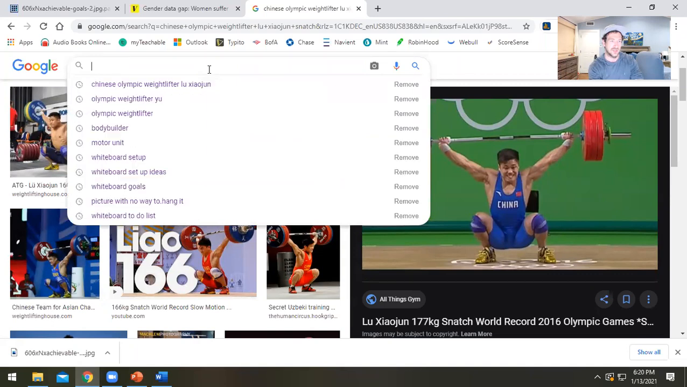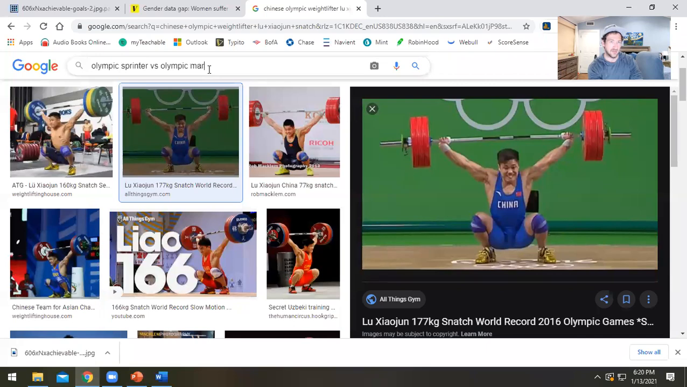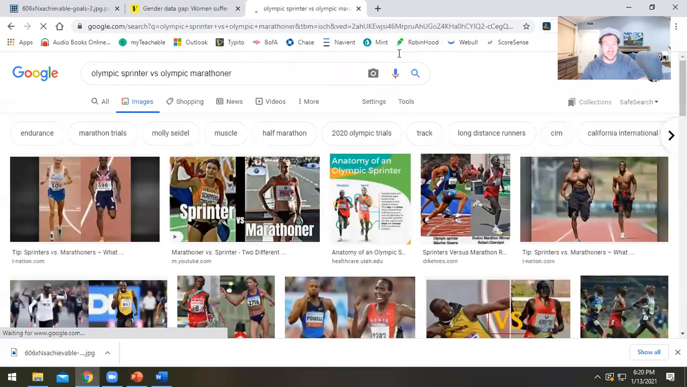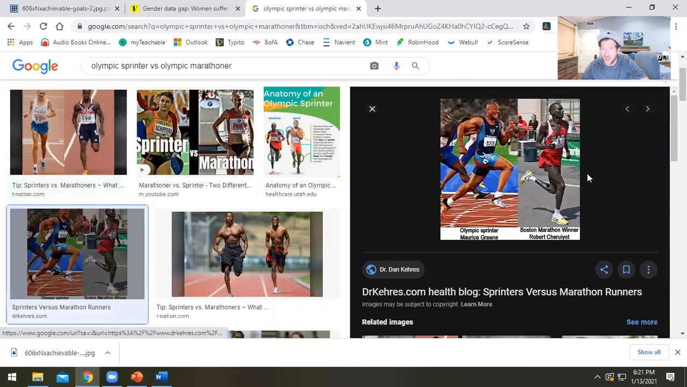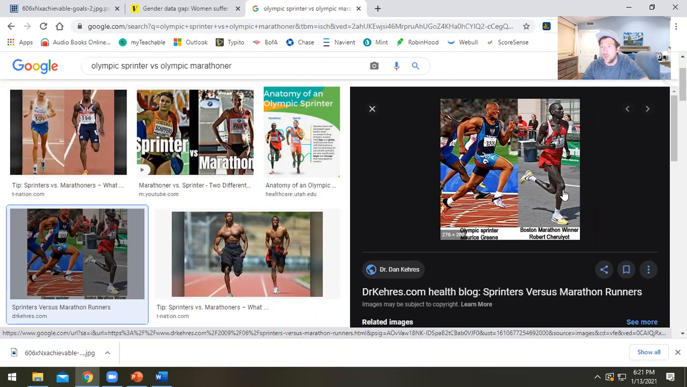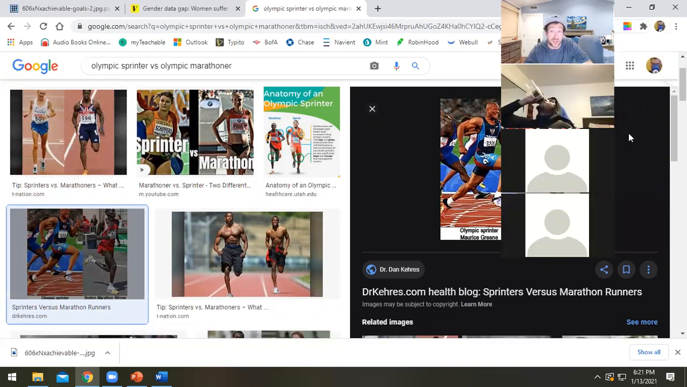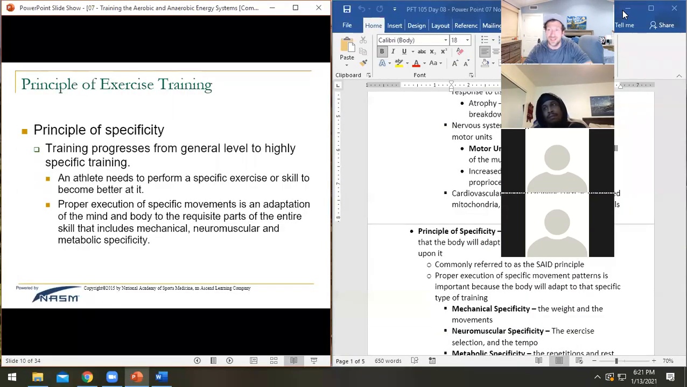sprinter, Olympic sprinter versus Olympic marathoner, right? Those are two very, very different body types, experiencing two very different types of physiologic adaptations. You can see a lot more type 2 muscle fibers here and a lot more type 1 muscle fibers here. That's a substantial difference between the two. Now, which one's better? That's a silly question, right? It doesn't work that way. That's totally not what we're looking at.